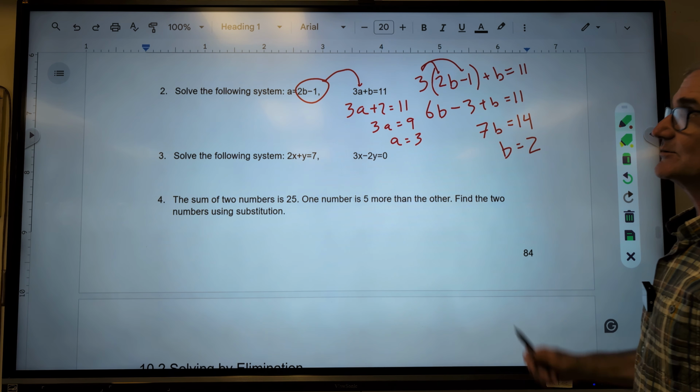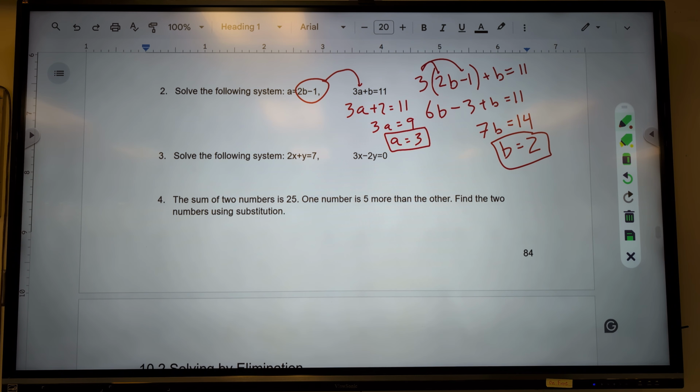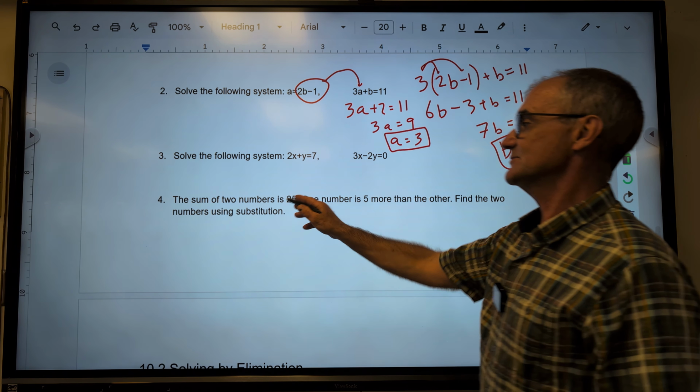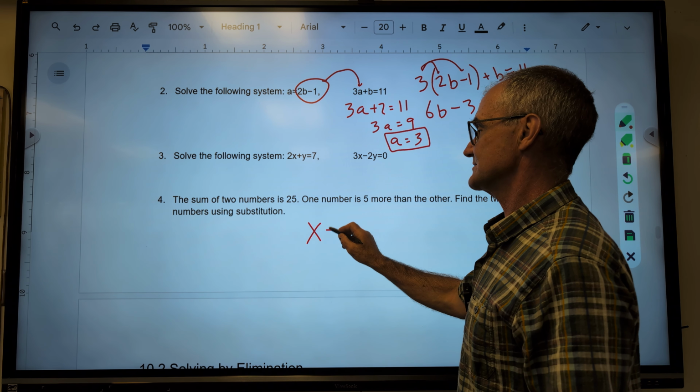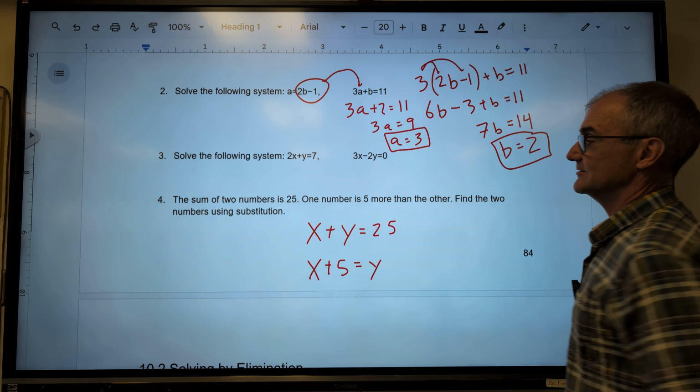Here's another problem. I think I'll skip 3. Let you do that on your own. Then jump down to number 4. The sum of two numbers is 25. So whatever those numbers are, I don't know. So I call them a variable, x plus y equals 25. One number is 5 more than the other number. So the two numbers together have to be 25. And then one number is 5 more than the other number.